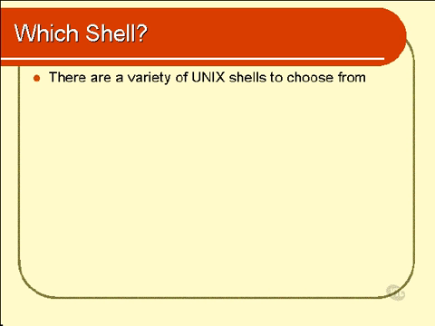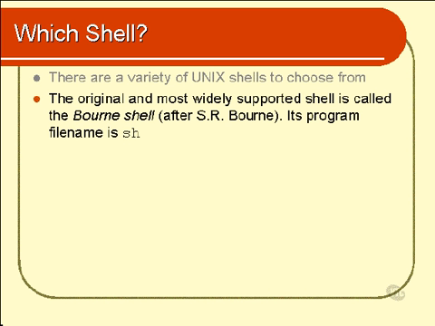It's important to note in the Unix world that there are actually a variety of Unix shells to choose from, and they're not all the same. So, if we're going to be learning about programming using the Unix shell, we'd better stipulate exactly which shell we're talking about. Anyway, the oldest and most widely supported of all shells is called the Bourne shell, named after the fellow that created it. It was one of the original shells of Unix.